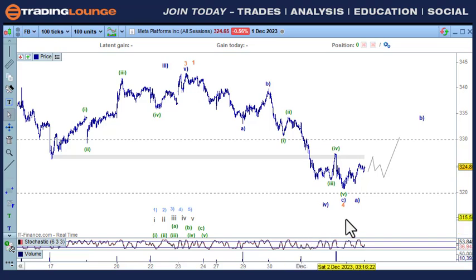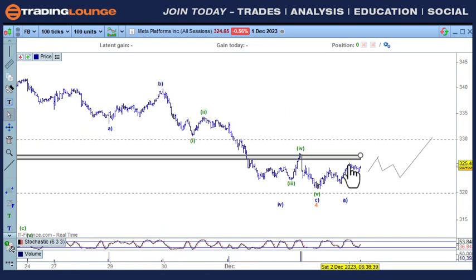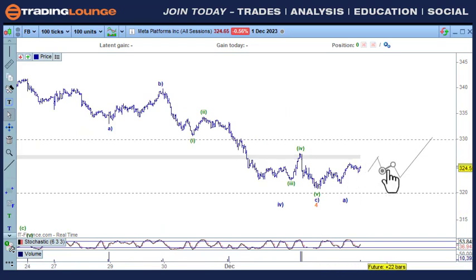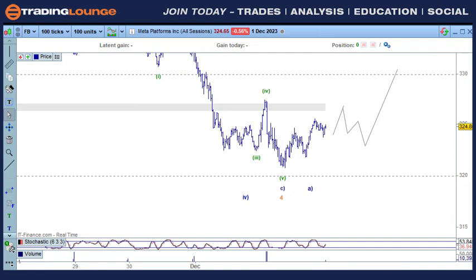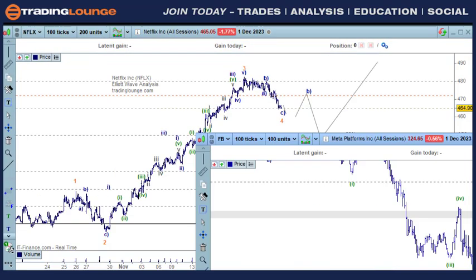But yeah, if you see it make a new high here, which it should do, because that's a little corrective pattern here. So yeah, just wait for the ABC back, and then you can look to move in over here for that, wherever that B wave is.